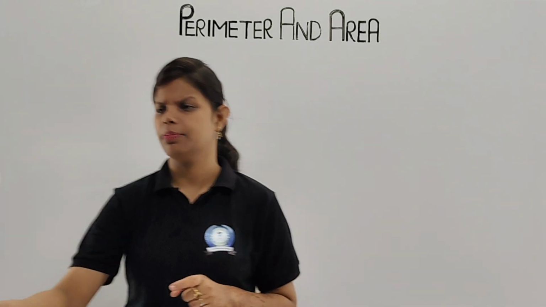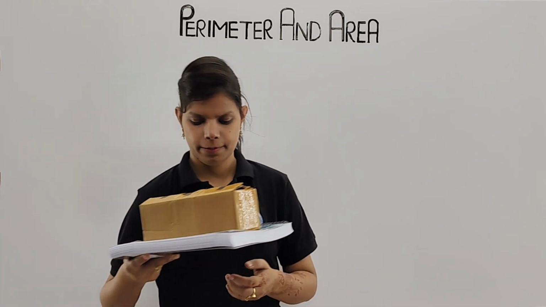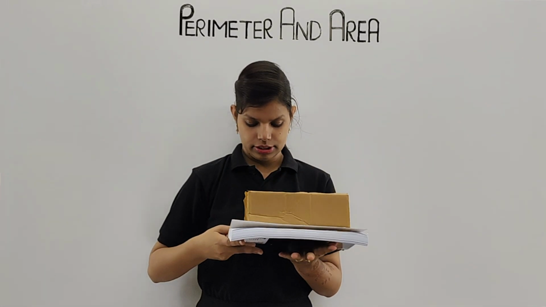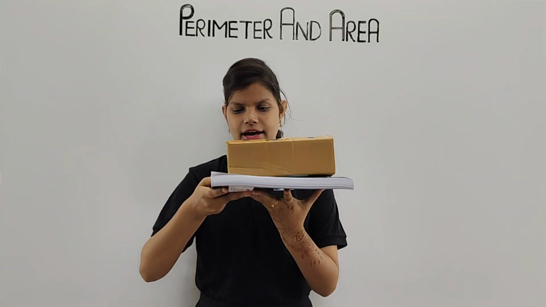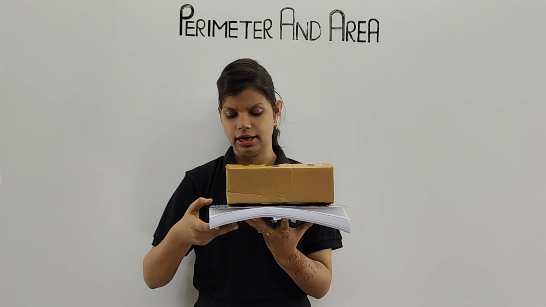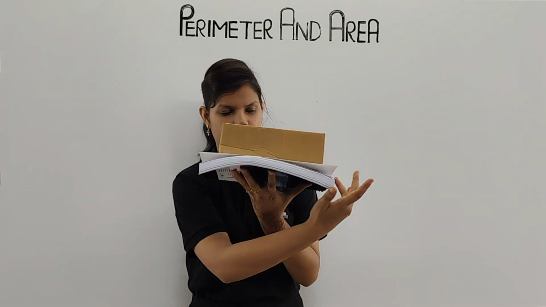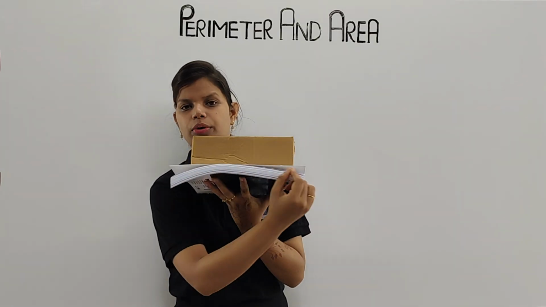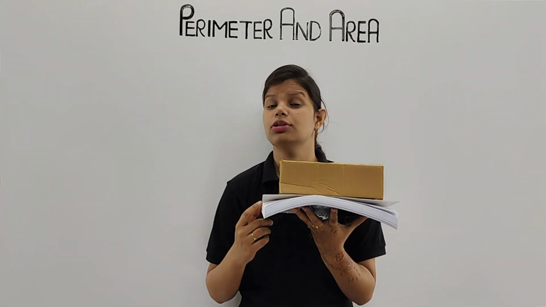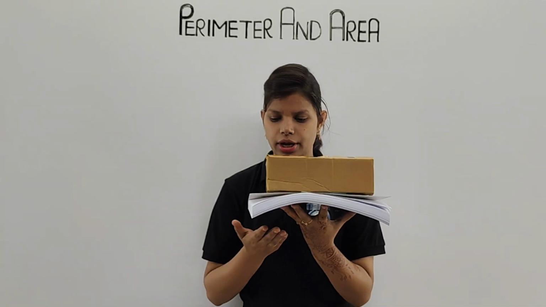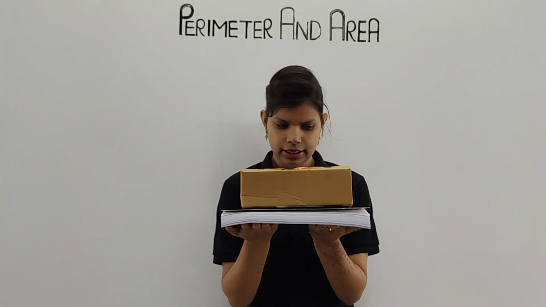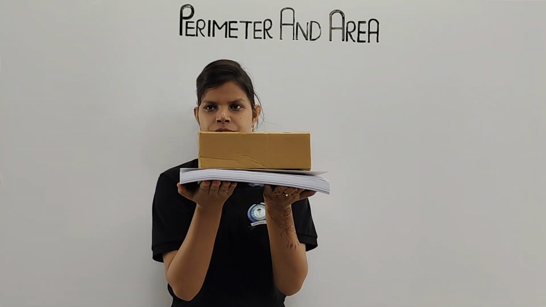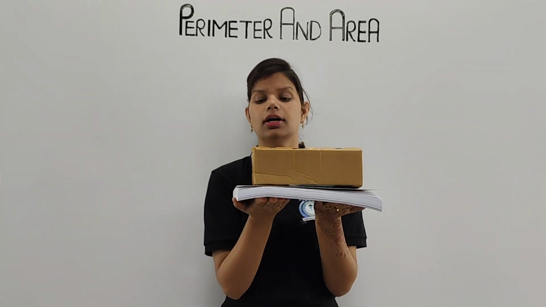I'll show you with an example. I'm holding one notebook in my hand. You can note it down as well. This notebook has a boundary. You can see the outer boundary of this notebook. This outer boundary of this notebook is called the perimeter of the given figure. Understood? And if I hold this notebook in my hand, I cover some area to hold it. That is called your area.